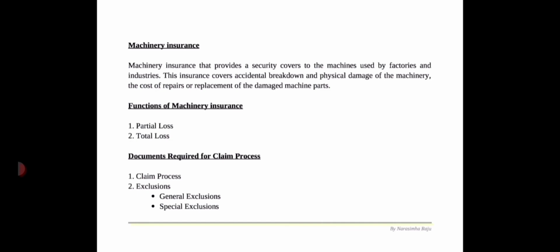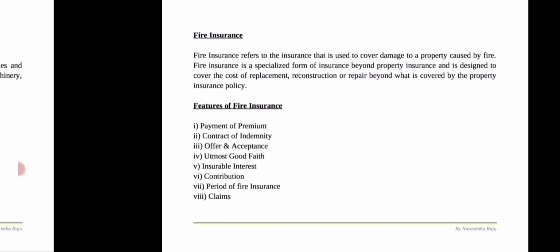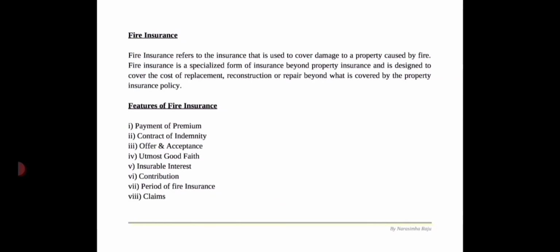loss of use of the machinery due to conditions in the plant, and loss or damage because of explosion in chemical recovery boilers. These are all the general and special exclusions which cannot be claimed at the time of machinery insurance claims. And next, coming to fire insurance.